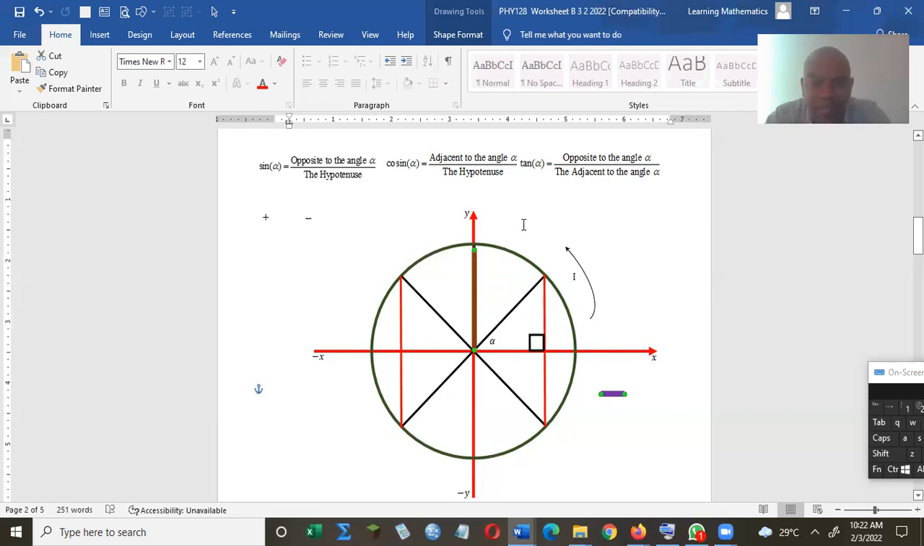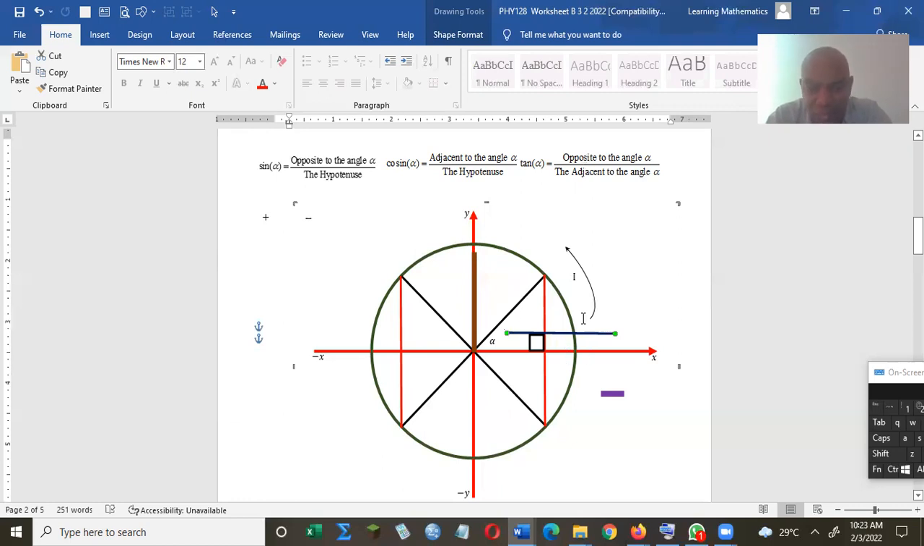What about tan? Tan depends on the ratio of the opposite to the angle divided by the adjacent to the angle. At 0 degrees, what happens? At 0 degrees, the adjacent is 1, but the side opposite to the angle is 0. So opposite 0 divided by 1 is 0. So that is why tan of 0 is 0, because there is no opposite to the angle. Okay, but there is adjacent. So 0 divided by 1 is 0.